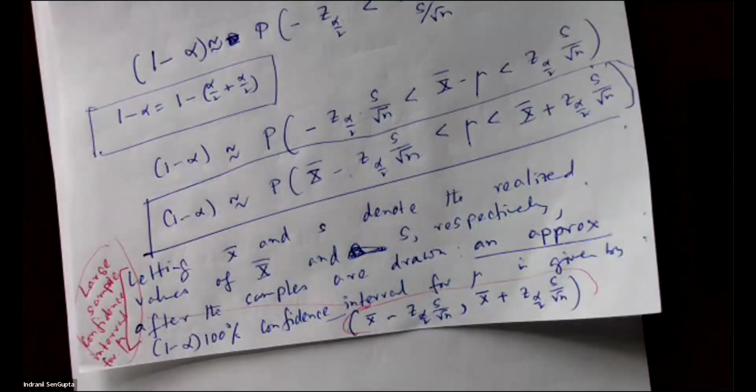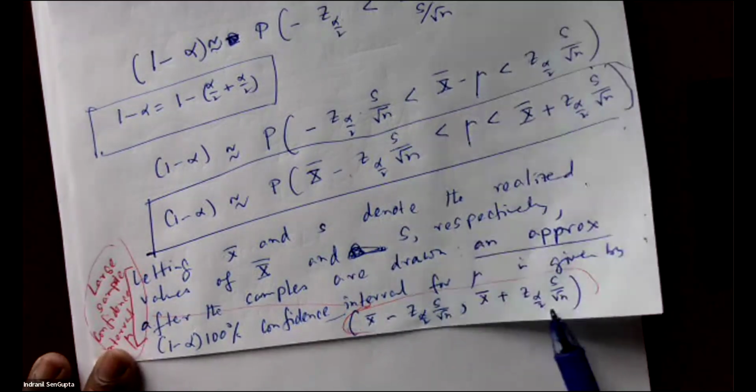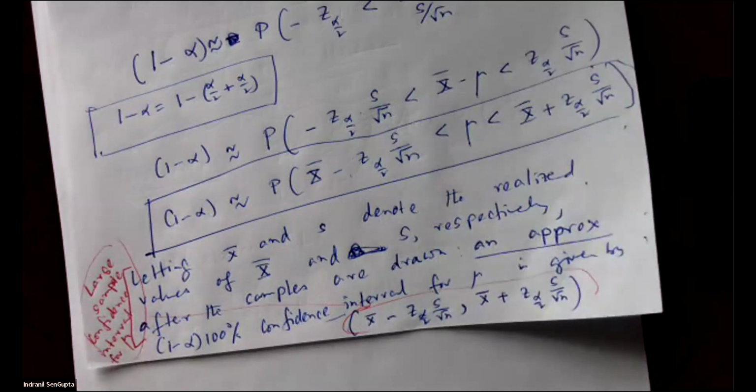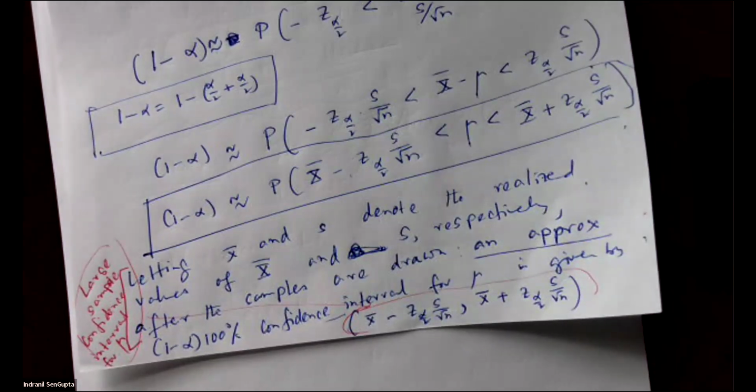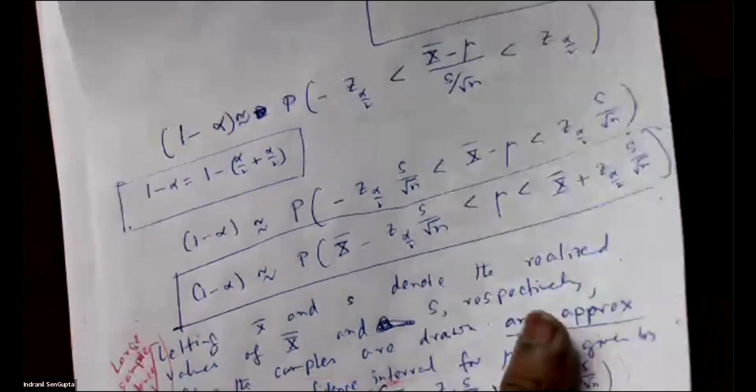So we have studied two different things. The first was for when we have a t statistic, and we computed the exact confidence interval for mu. And this is an approximate confidence interval for mu, based on any distribution. Just like before, let's solve a couple of examples.